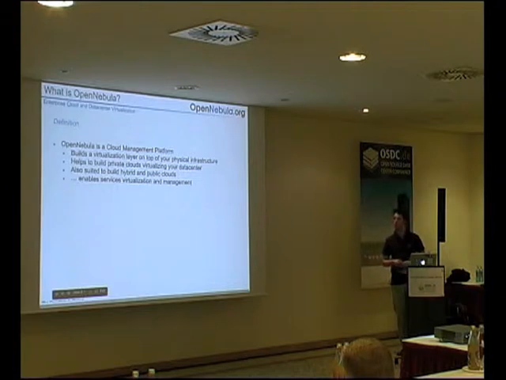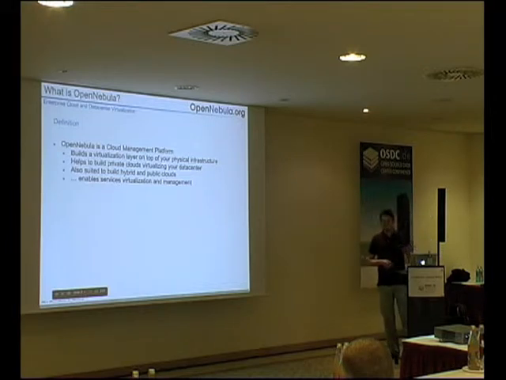It also has components to help you build hybrid clouds, so you can extend the power of your local infrastructure with public cloud providers like Amazon EC2. And it also helps you to build public clouds for external consumption if you are interested, using public cloud APIs, like, for instance, Amazon EC2, or also OCCI, which is the OGF recommendation for cloud computing interface. And at the end of the day, what it does is it enables service virtualization.